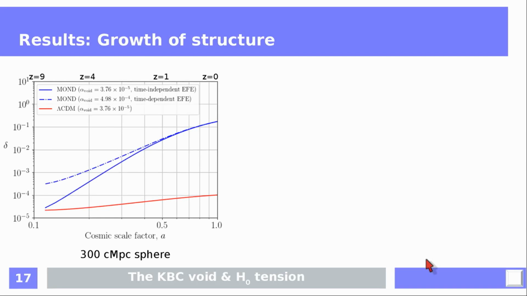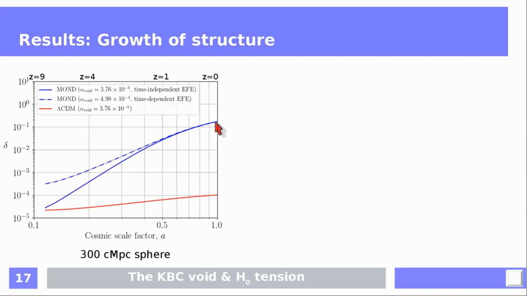So this is the first result of our best fitting model. And this plot here shows the time evolution of the density contrast for a sphere with a co-moving radius of 300 megaparsec in a MOND and in a Lambda CDM simulation. So when we compare now the red solid line, which refers to the Lambda CDM model, with the blue solid line, which refers to our best fitting MOND model, we can see that the enhanced growth of structure in Milgromian dynamics leads to a much deeper void than in Einsteinian-Newtonian gravity.